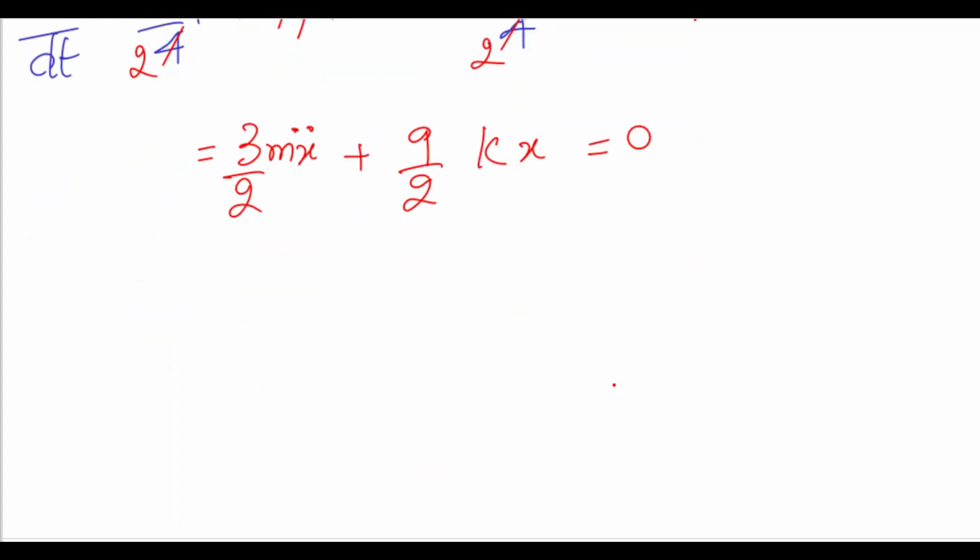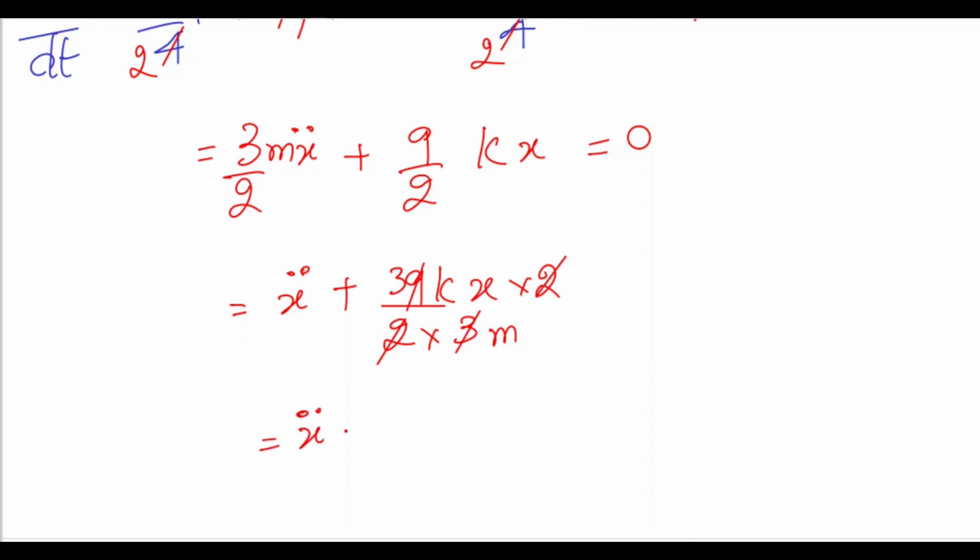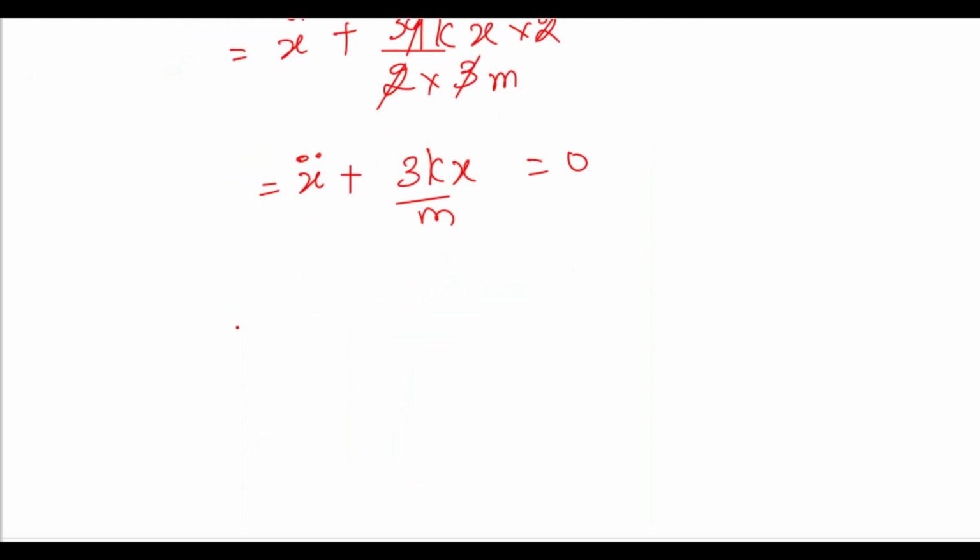So we have differentiated already. What will we do? We should make it into a simple harmonic motion format. So that would be x double dot plus 9 by 2 k x over 3 by 2 m. So 3m came over here and 2 went to the top. So 2 gets cancelled, 3 and 3 get cancelled. So the simple harmonic motion equation will come like x double dot plus 3k x by m equals 0. Since this is simple harmonic motion, omega is equal to root of 3k by m, which is the final and required answer.